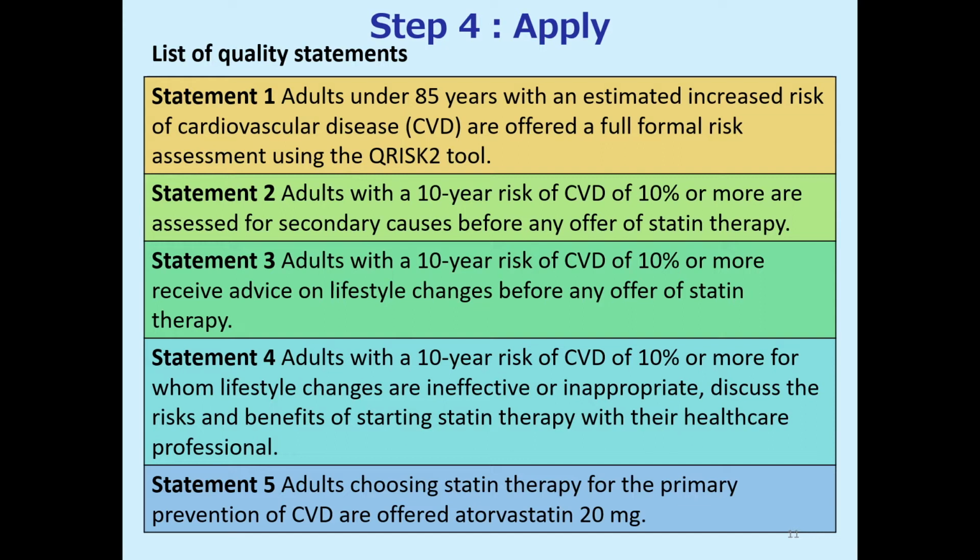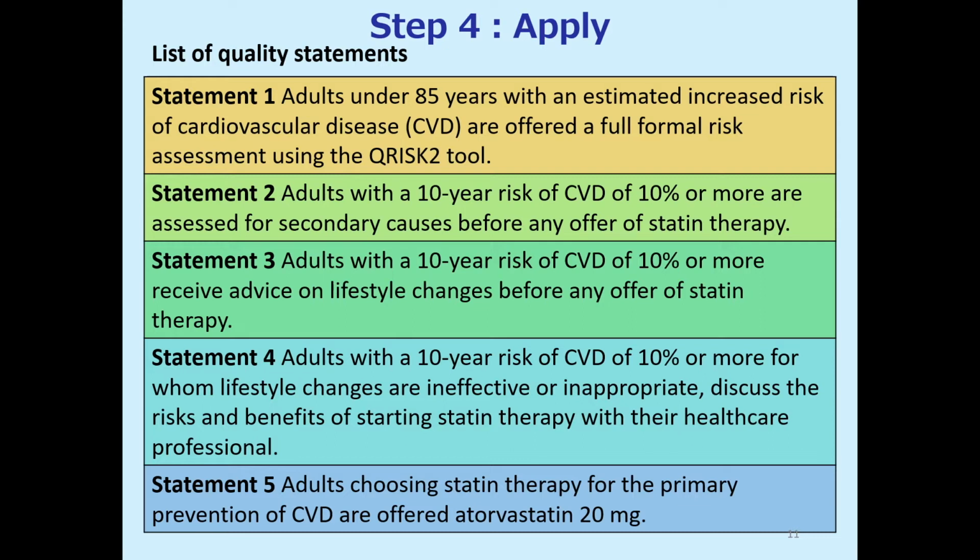Statement 1: adults under 85 years with an estimated increased risk of cardiovascular disease are offered a full formal risk assessment using the QRISK2 tool. Then the second statement: adults with a 10-year risk of CVD of 10% or more are assessed for secondary causes before any offer of statin therapy.